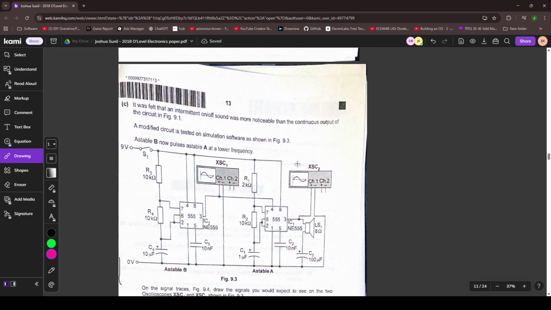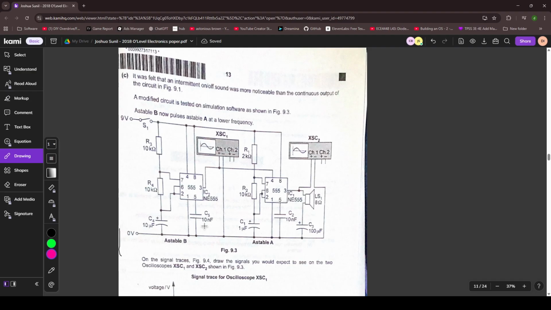It was felt that an intermittent on and off sound was more noticeable than a continuous output. Modified circuit is tested on simulation software. Astable B now pulses astable A at a lower frequency. This is connected to the power. Oh, that's a terrible design.